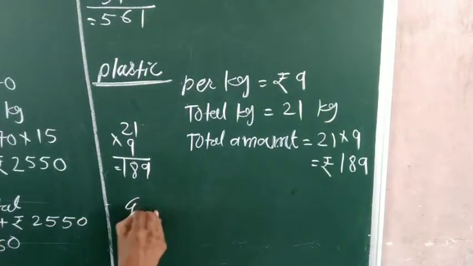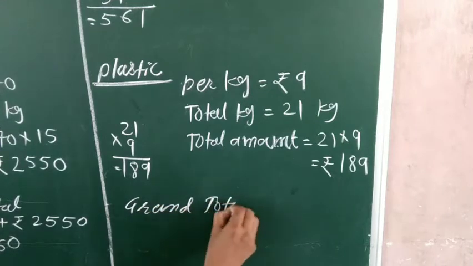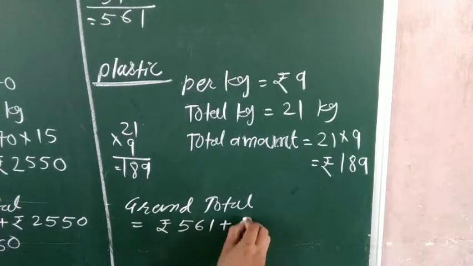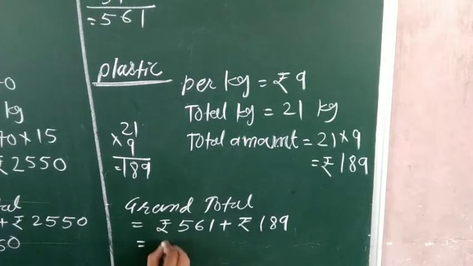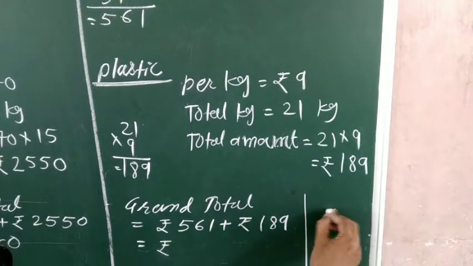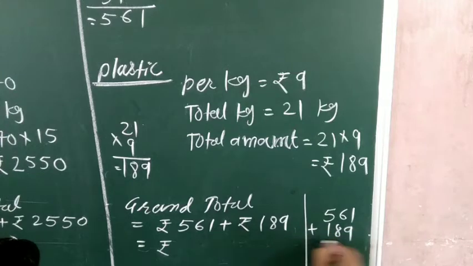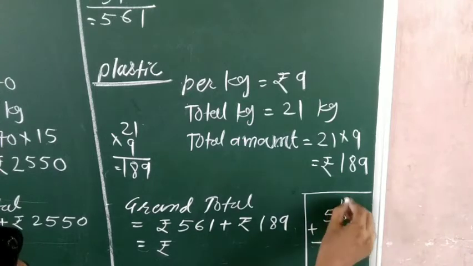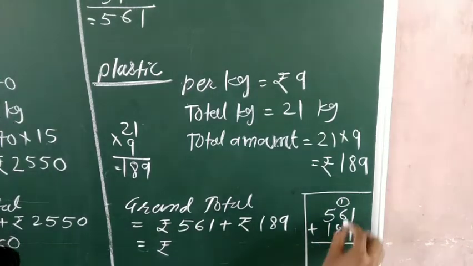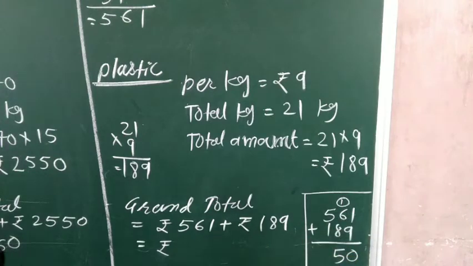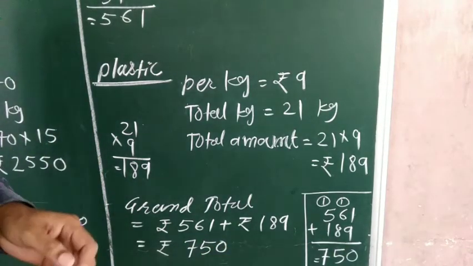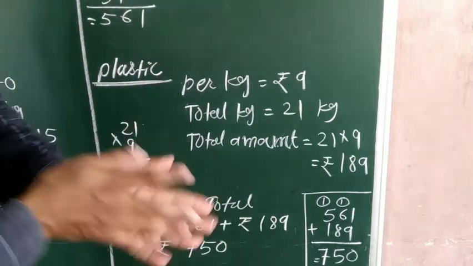Now grand total. See how much the grand total will be here. It is rupees 561 plus rupees 189. Now add this number 561 plus 189. 9 plus 1, 10. Carry 1. Then 6 plus 8, 14, plus 1, it is 15. Again carry 1. Then 5 plus 1, 6, plus 1, 7. It is 750. So this is the total cost of 51 kg of newspaper and 21 kg of plastic.